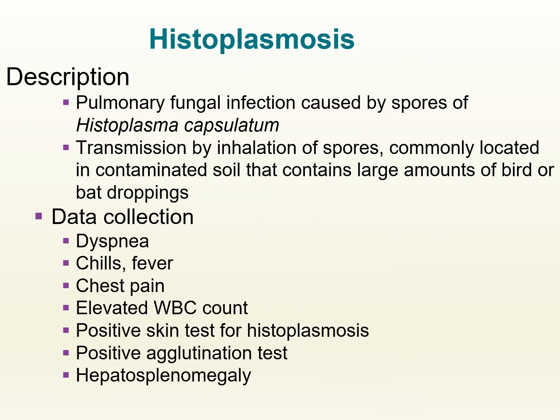Histoplasmosis is another infection that we sometimes find in the lungs. This is a pulmonary fungal infection caused by Histoplasma capsulatum. It's transmitted through inhalation of the spores found in contaminated soil that contains large amounts of bird or bat droppings. Data collection is going to be dyspnea, chills and fever, chest pain, elevated white blood cell counts, a positive skin test for histoplasmosis, a positive agglutination test, hepatosplenomegaly.